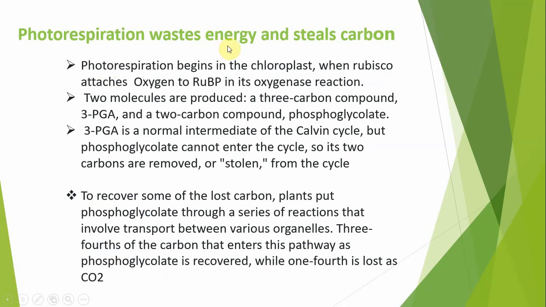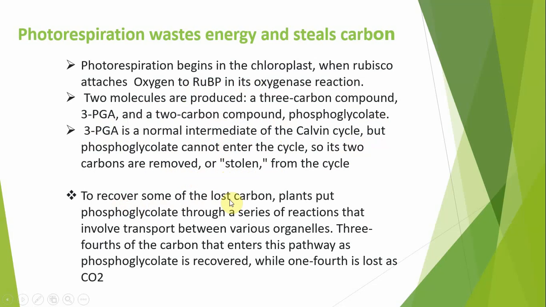Photorespiration wastes energy and steals carbon. Photorespiration begins in chloroplast when Rubisco attaches oxygen to RuBP in its oxygenase reaction. Two molecules are produced, a 3 carbon compound 3-PGA and a 2 carbon compound phosphoglycolate. 3-PGA is a normal intermediate of the Calvin cycle, but phosphoglycolate cannot enter the cycle, so its 2 carbons are removed or stolen from the cycle.